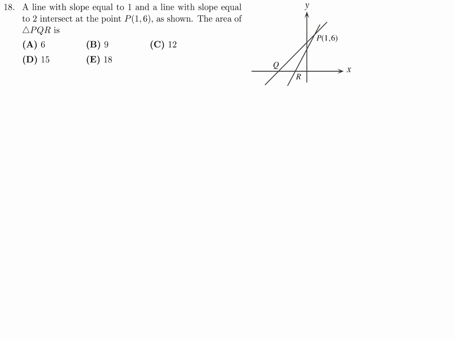A line with slope equal to 1 and a line with slope equal to 2 intersect at point (1,6) as shown. The area of PQR is. Well, they give you the intersection point is (1,6).